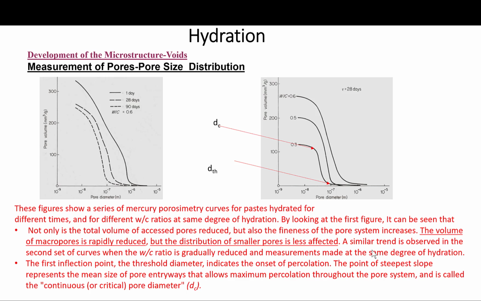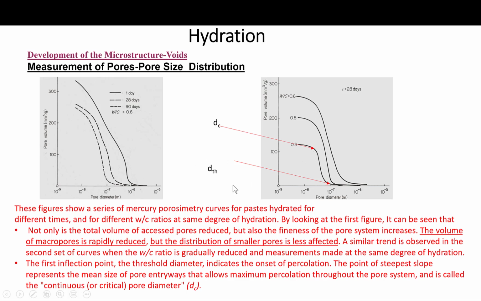So let's just talk some more about the measurements of the pore and the pore size distribution, their implication, and what we can interpret from the results. These two figures show a series of mercury porosimetry curves for pastes hydrated for different times and different water cement ratios. These are at different times, with the water cement ratio fixed. These are at one time, 28 days, with varying water cement ratio.